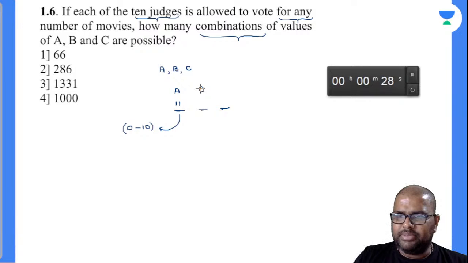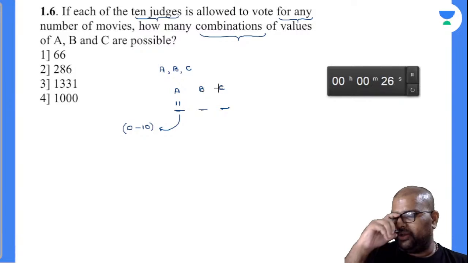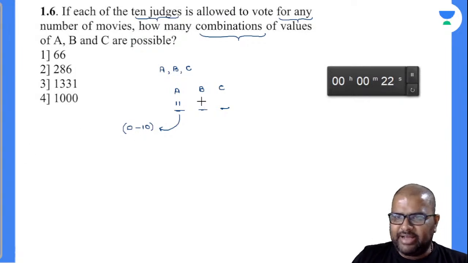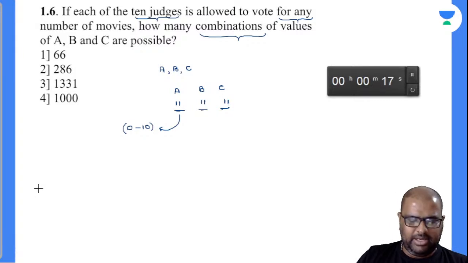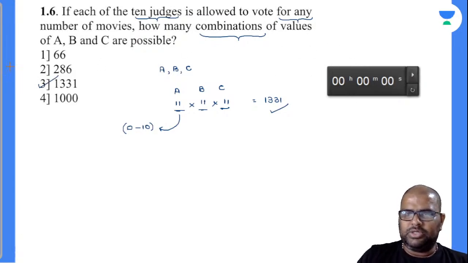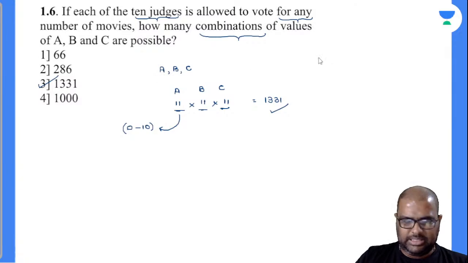Now see, this is B and this is C. The same case is valid for B and C also, right? 11, 11. Will you accept that? So in total, how many combinations of values do you get? 11 into 11 into 11, which is 1331. 1331 combinations of values are possible for A, B, C, and that is your option number 3. So think in a general way, and you can answer the questions quickly.